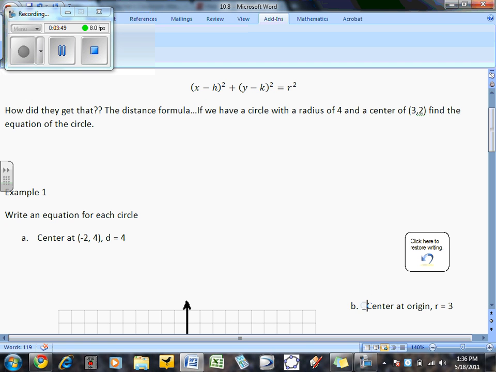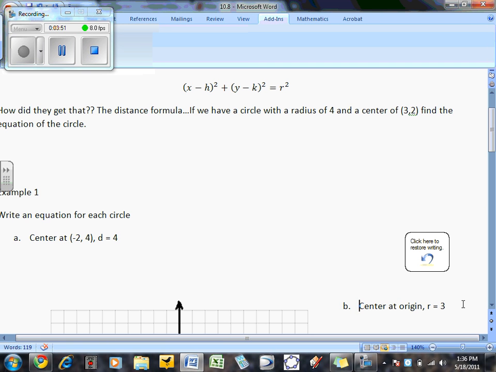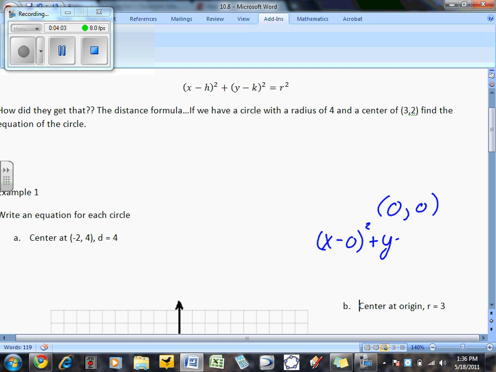Down over here, the center is at the origin. We have a radius of 3. If the center is at the origin, that means it's (0, 0). So we'd go (x - 0) squared plus (y - 0) squared equals our radius squared, 3 squared, because that's what our formula up here tells us.